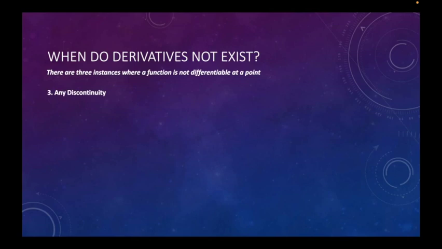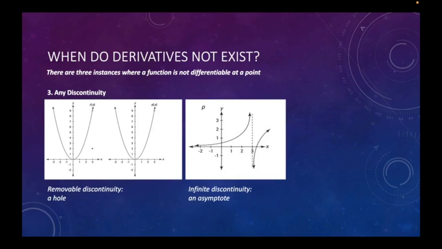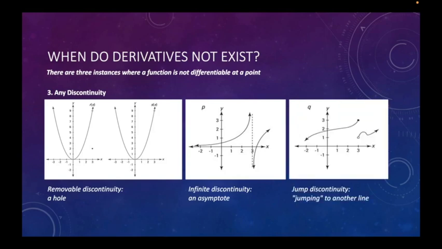The third one is much bigger. It's any form of discontinuity. So the first kind is a removable discontinuity, which is a hole. The second one is an infinite discontinuity, an asymptote. The third one is a jump discontinuity, where basically one line jumps down to another.